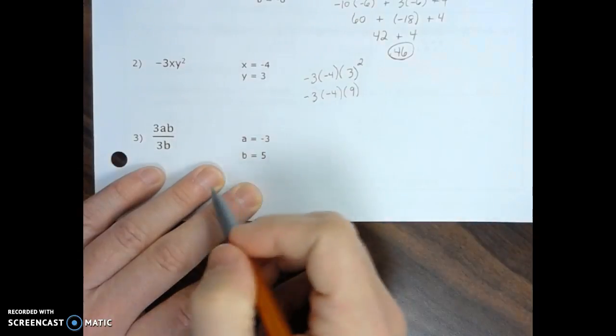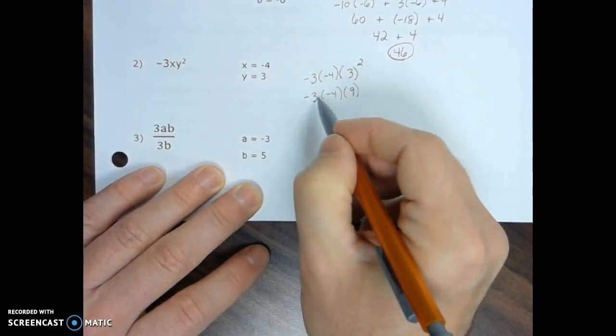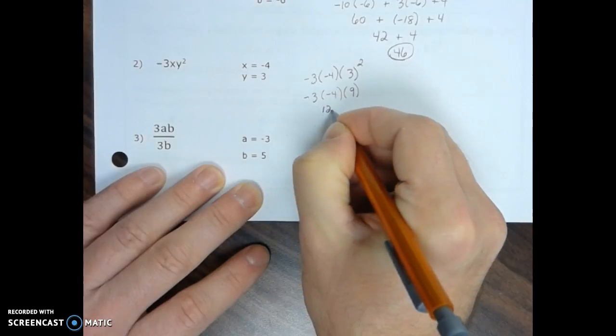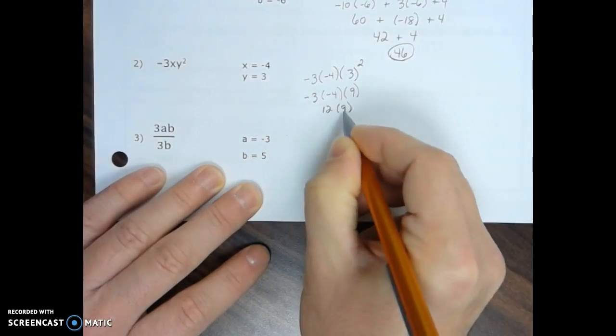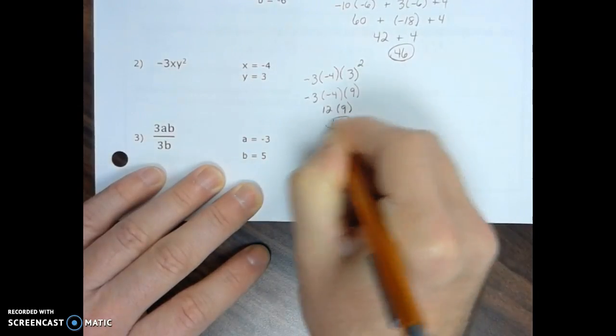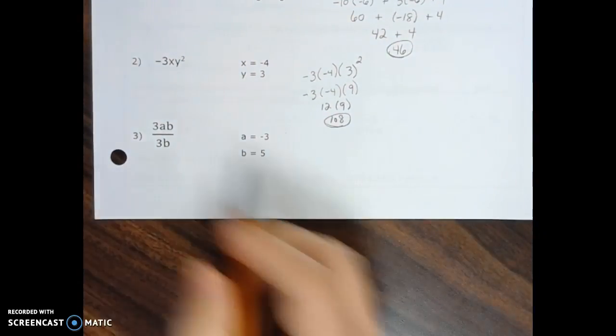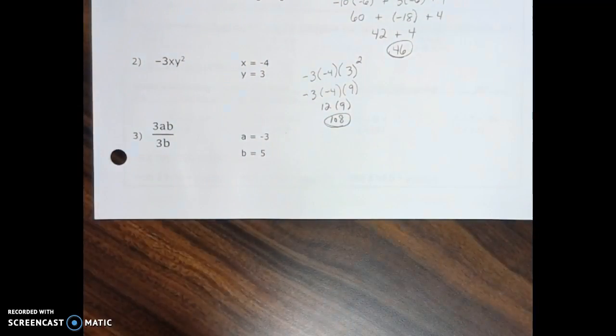And now this is all just multiplication, so I'm going to go in order from left to right. Negative 3 times negative 4 is positive 12. And now if I do 12 times 9, I'm going to get 108. 108 is my final answer for this expression.